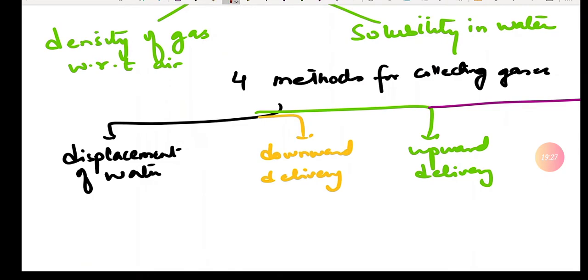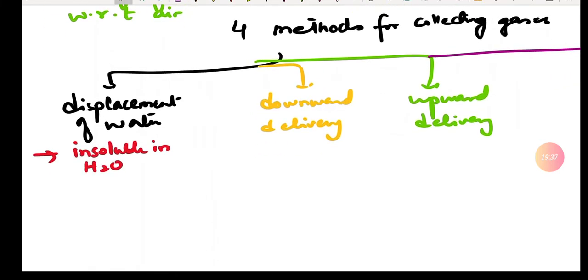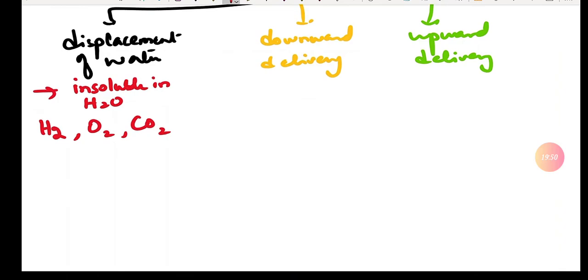This is displacement of water. It is followed for the gases which are insoluble in water, because if the gas is soluble in water, you cannot opt for this method. Examples being hydrogen, oxygen, and carbon dioxide. Although carbon dioxide is sparingly soluble, it can be collected with this method.